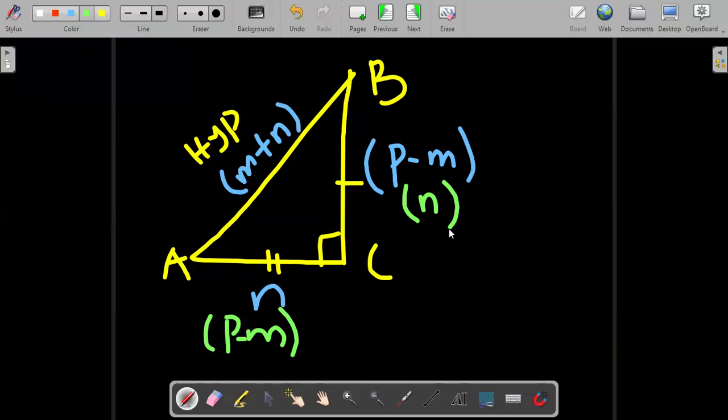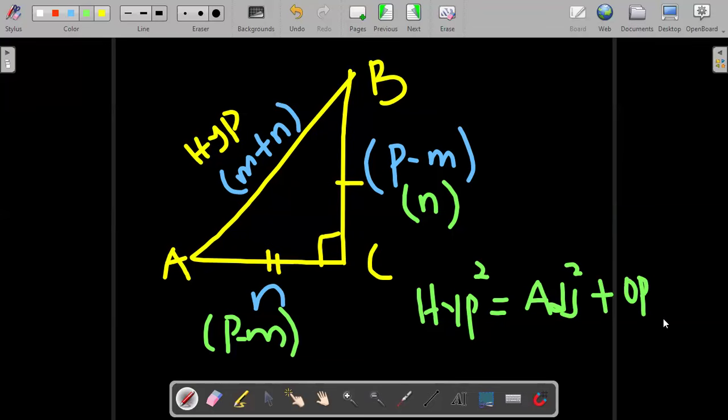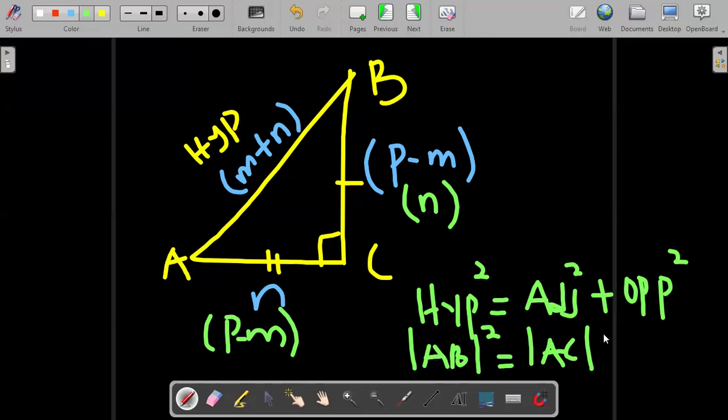So from Pythagoras theorem, it says that hypotenuse square is equal to the adjacent square plus opposite square. This is what Pythagoras theorem says. So who is the hypotenuse now? It's my AB. So I'm having AB square. Who is the adjacent? It's AC. And the opposite is BC.